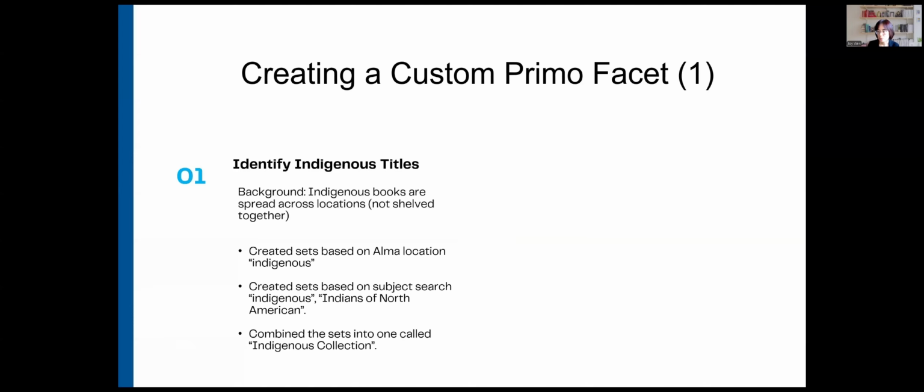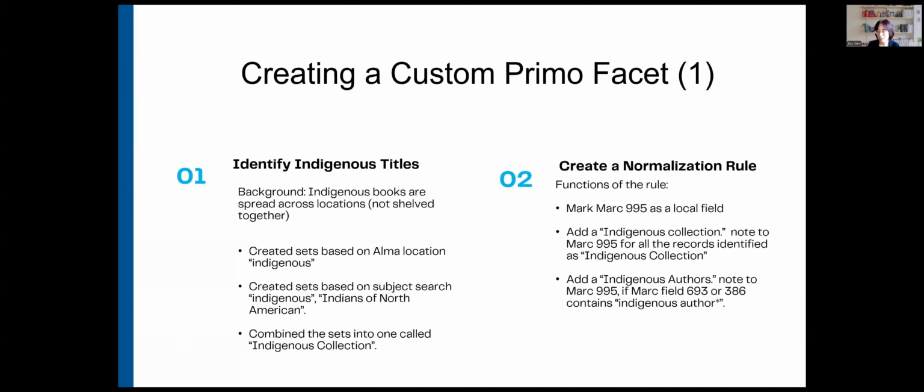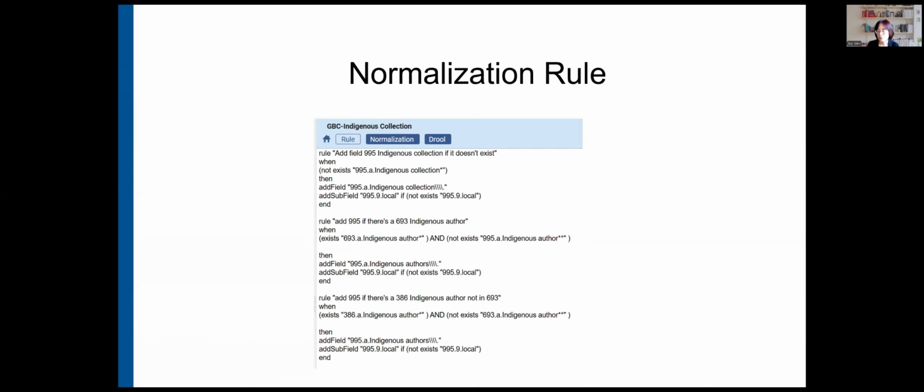So we used a combination of sets to identify them. Then we created a normalization rule that populates a local MARC 995 field with either Indigenous collection or Indigenous author, based on values found in certain MARC fields. I won't go into the technical details here, but you'll find them summarized on the slide. Here's a screenshot showing the normalization rule we used.